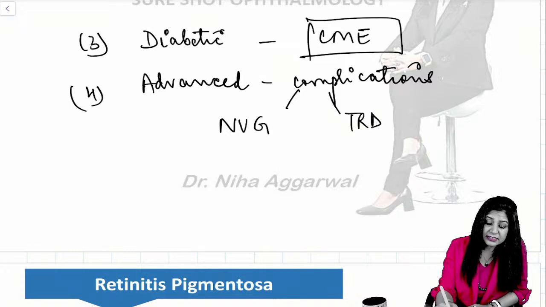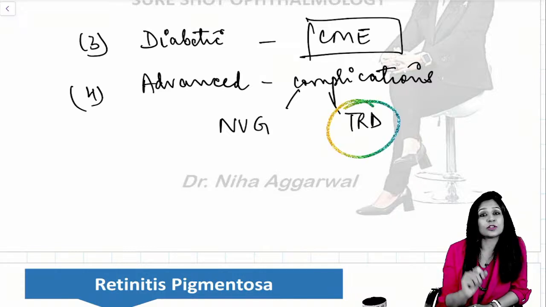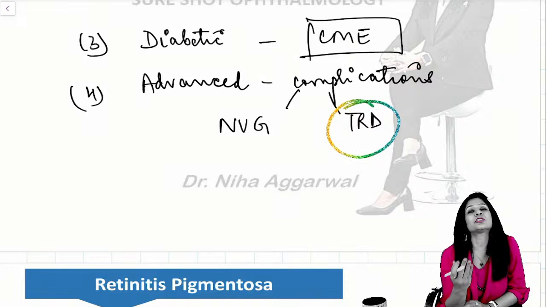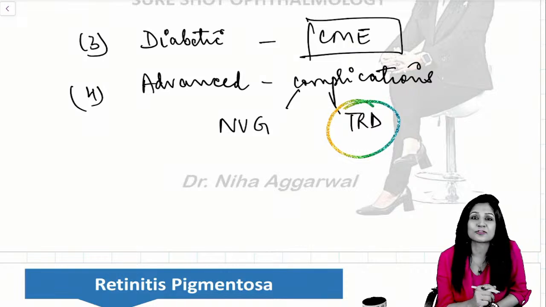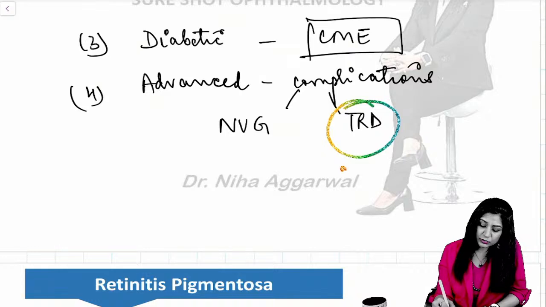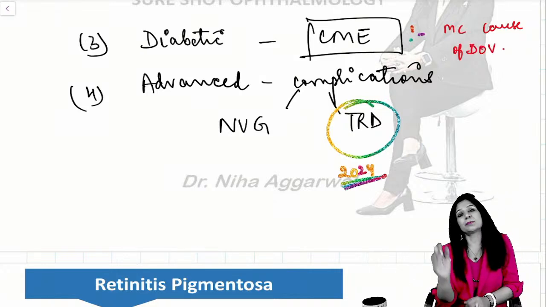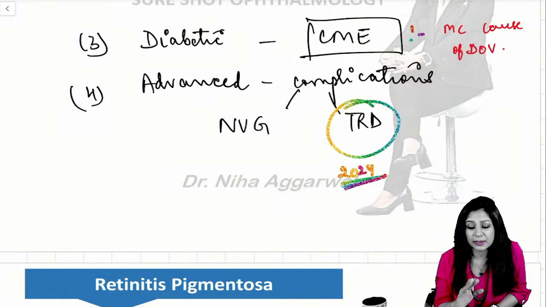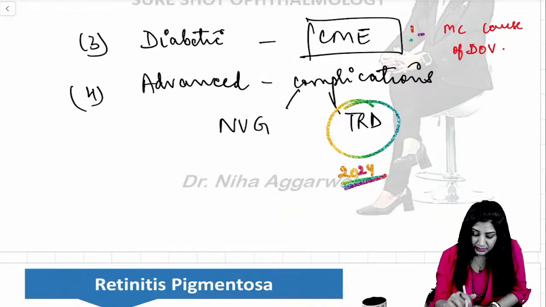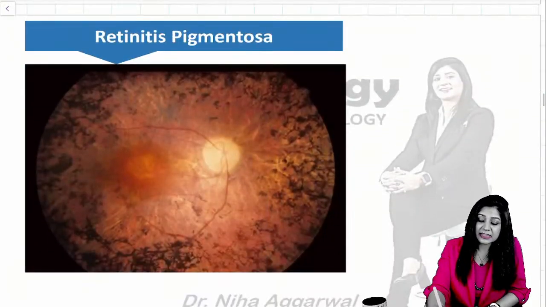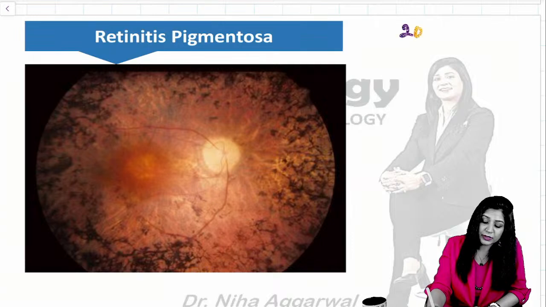In fact, recently there was a question on TRD also. They had asked which of the following can be associated with TRD, and the answer was diabetic retinopathy. This was also asked in 2024, so this is again important. Diabetic maculopathy will be the most common cause of the diminution of vision. The most common cause of diminution of vision in patients of diabetic retinopathy will be the maculopathy or the macular edema.